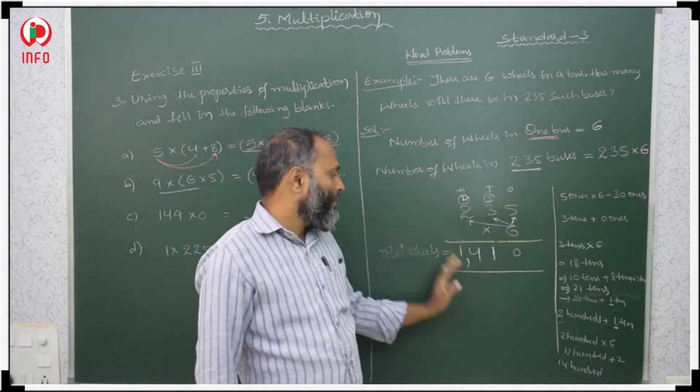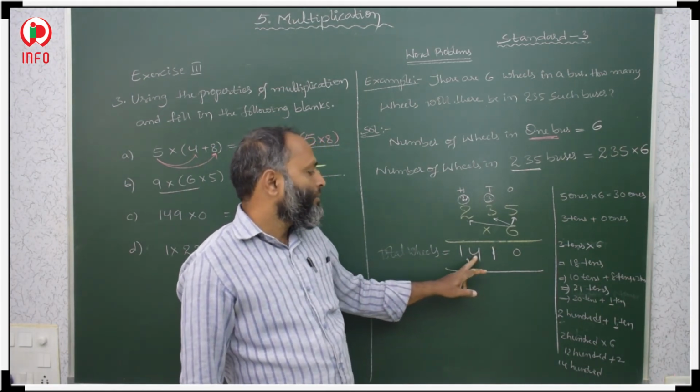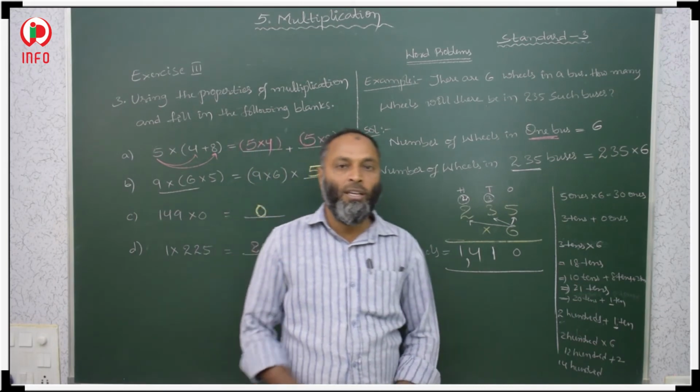So in this way we have to find the total wheels. Total how many wheels are there? 1410 wheels were there. Okay.